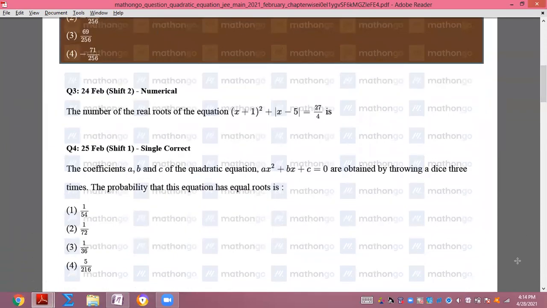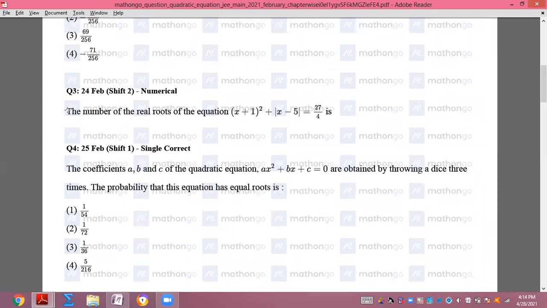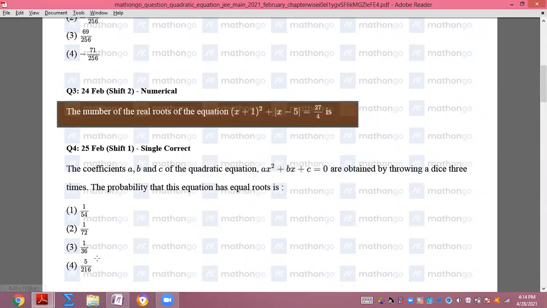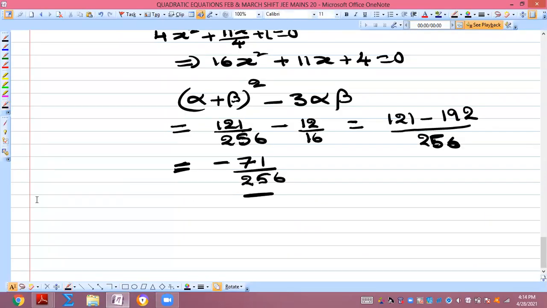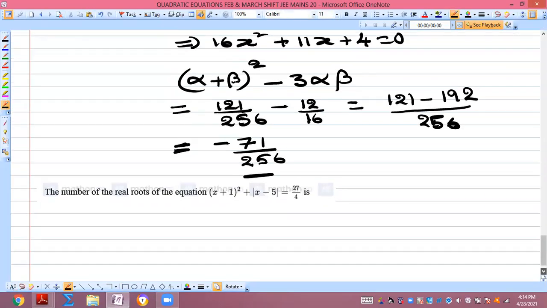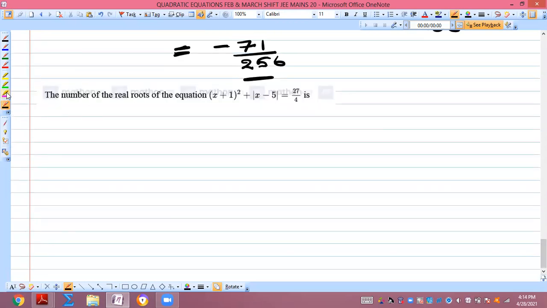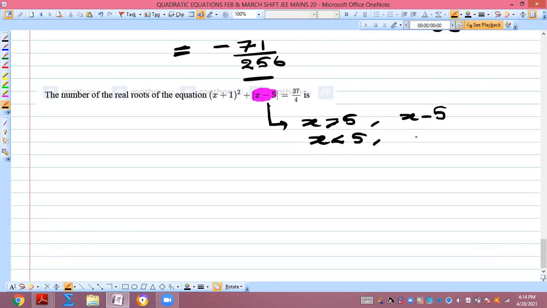Now this one, number of real roots of the equation. It was a numerical question. Number of real roots of the equation x plus 1 whole square plus mod x minus 5. So for mod x minus 5, we know the nature of that. When x is more than 5, it will become only x minus 5. When x is less than 5, it will be 5 minus x.